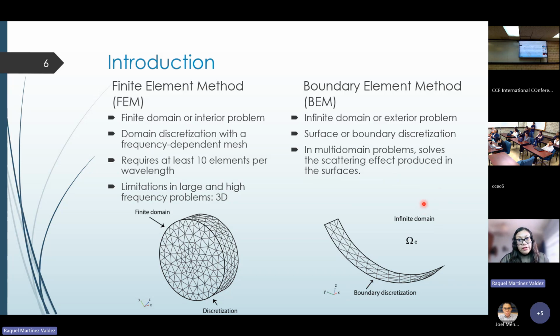On the other hand, it has a problem with multi-domain because it only solves the scattering effect around or over the surfaces.